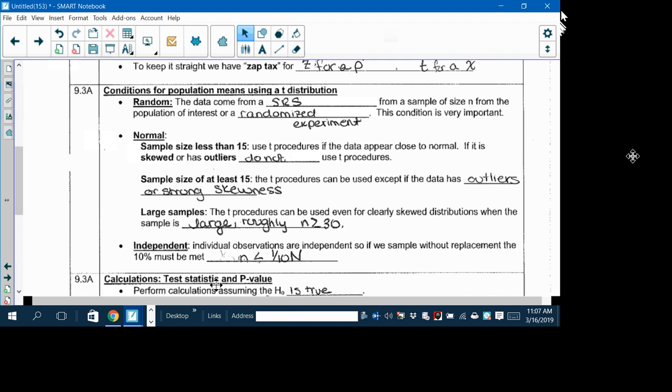And we want to make sure there's no outliers and that it's not skewed. So you want to do that with both less than 15 and at least 15, and then over 30, we're okay because we're over the central limit theorem amount. And then we also want to check the 10% condition for independence. Okay.